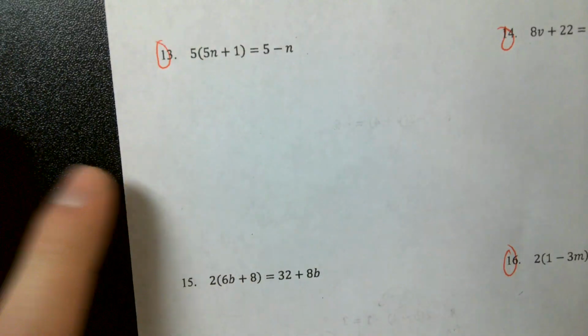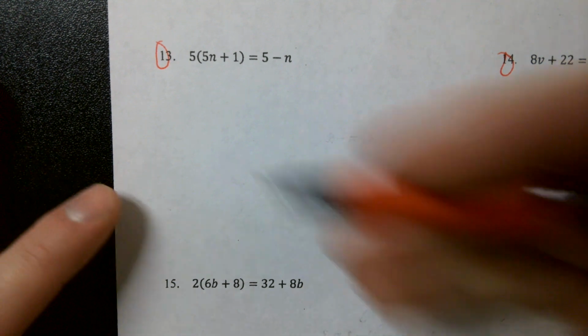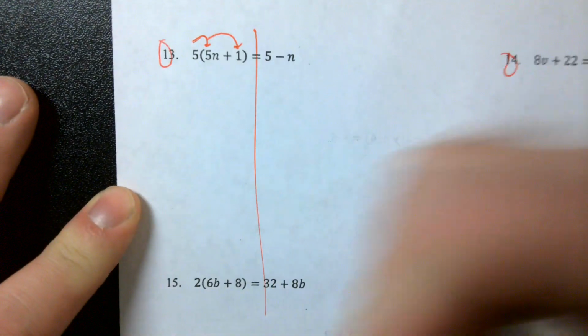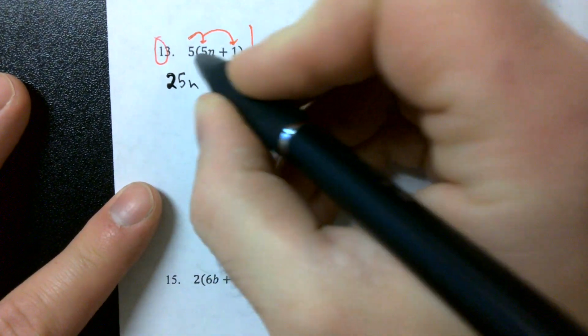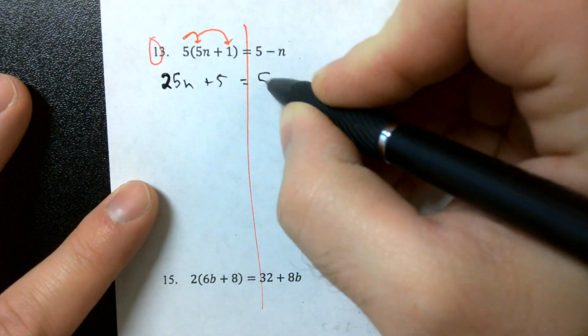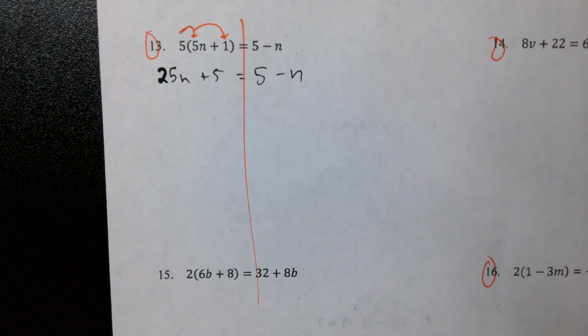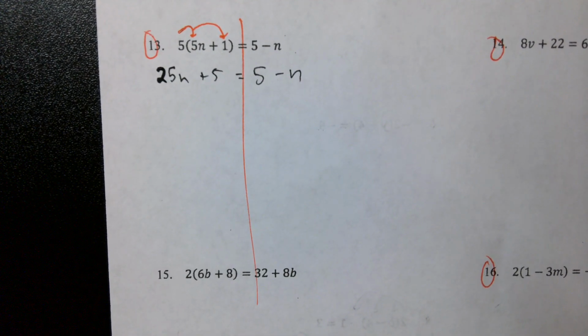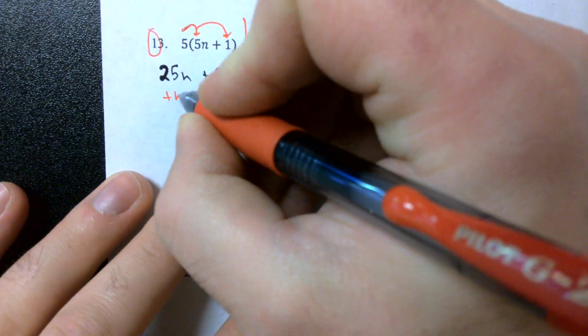All right, a couple on the back I want to talk about. 13, of course, was a little bit odd, but most of you guys got it on your own, which is great to see. But for number 13, I'm going to distribute this 5 to the 5n and to the 1. 5 times 5n is 25n. 5 times 1 is 5. Equals 5 minus n. Now, I'm going to follow the same process I always do. I'm going to bring my letter to the left. So minus n is going to get added to both sides.